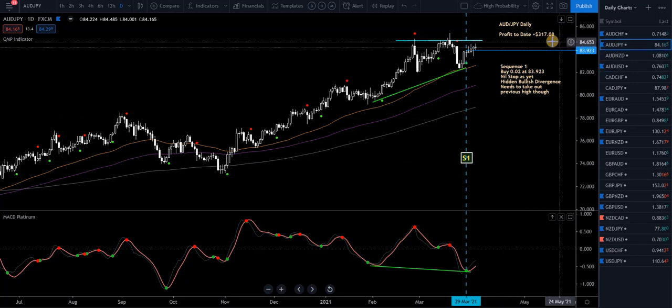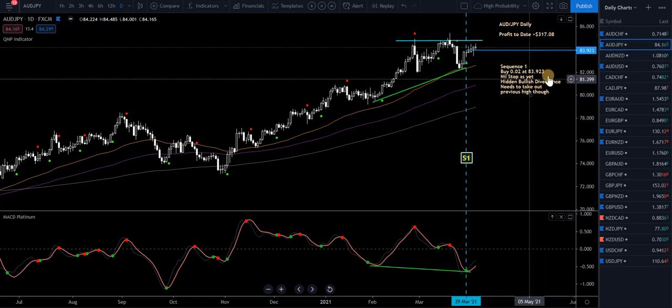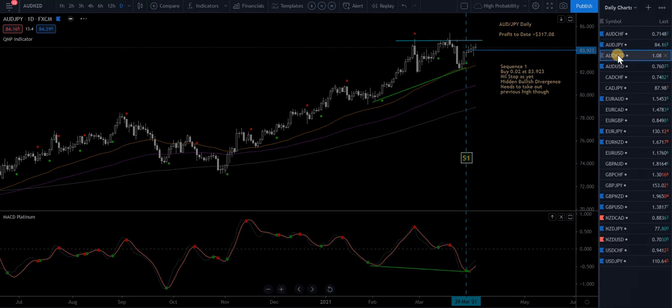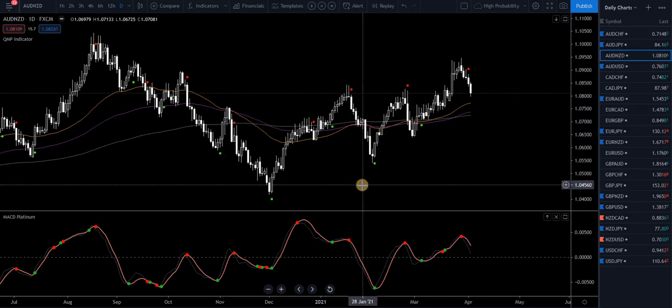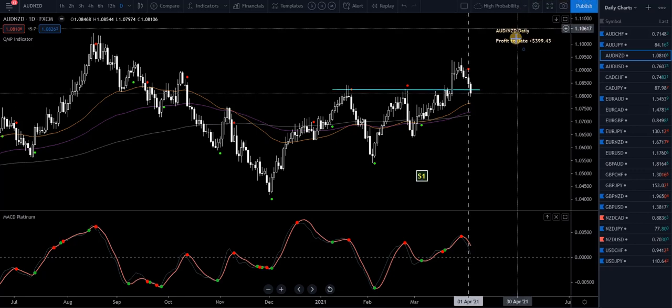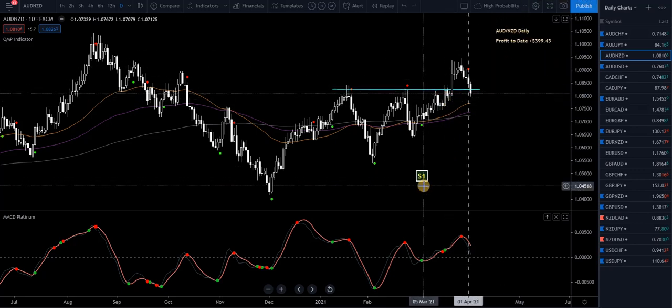That's the Aussie Yen. Again, profit to date, not a great deal, but it's a slow moving pair. It's a pair I don't mind trading. Aussie New Zealand, nothing happening at the moment. Sorry about TradingView, it's just taking forever. I might pause the video. Yeah, it's going to be a pain, this TradingView.